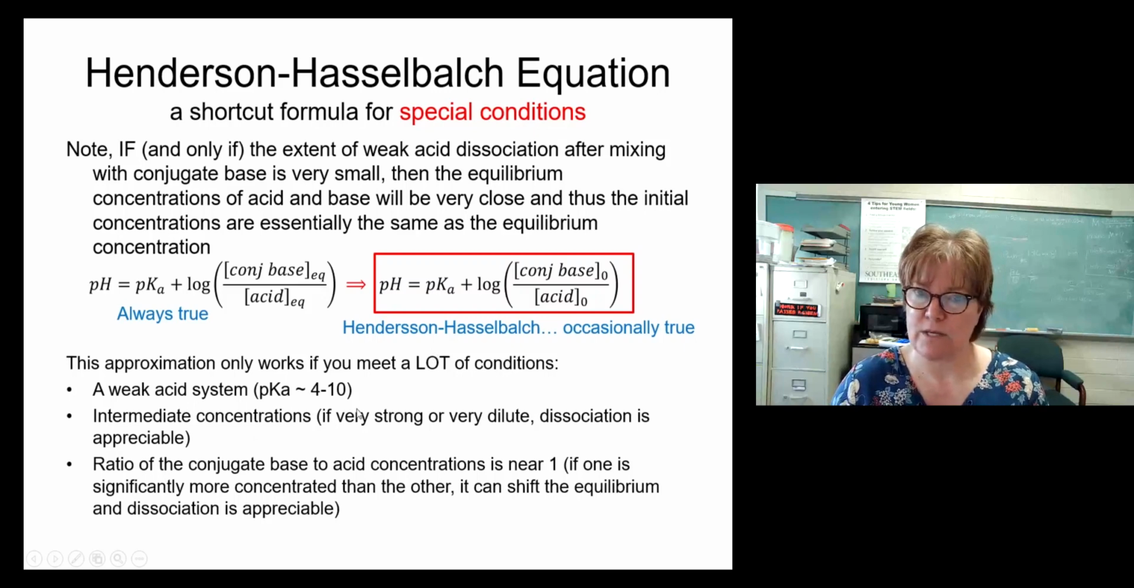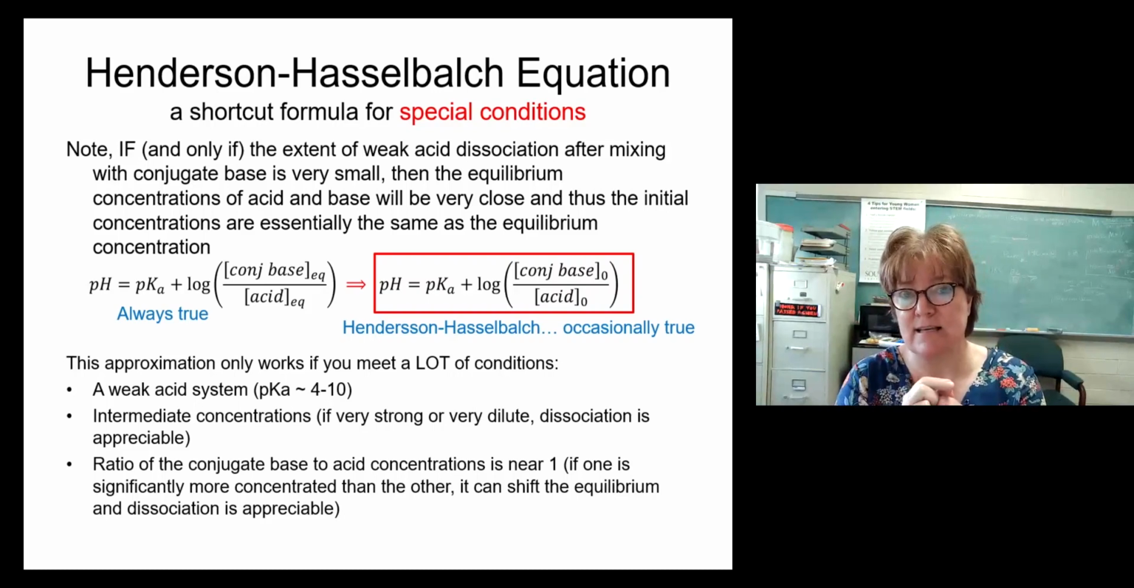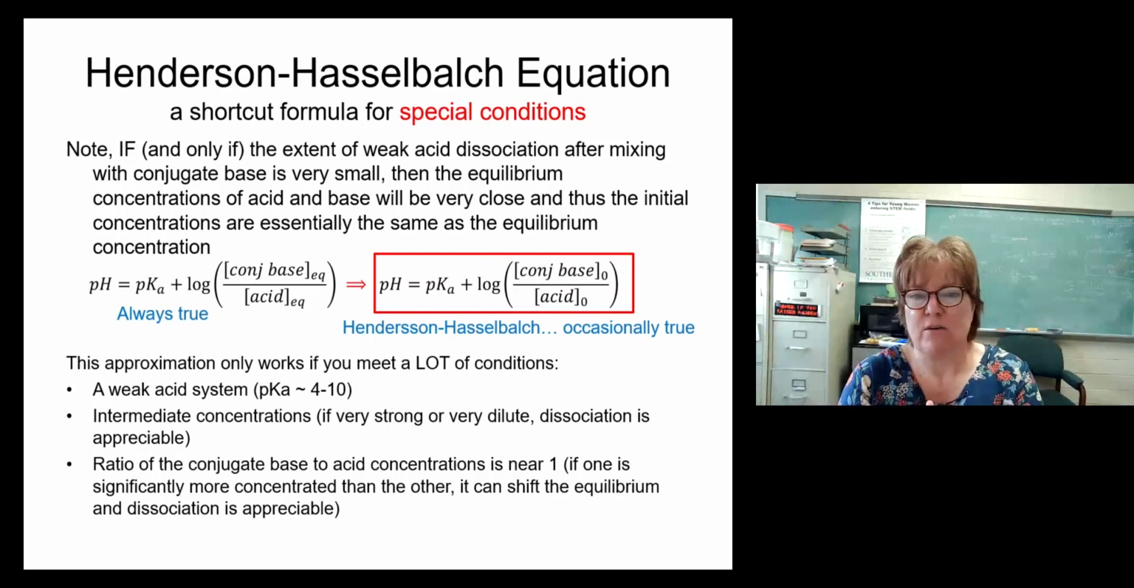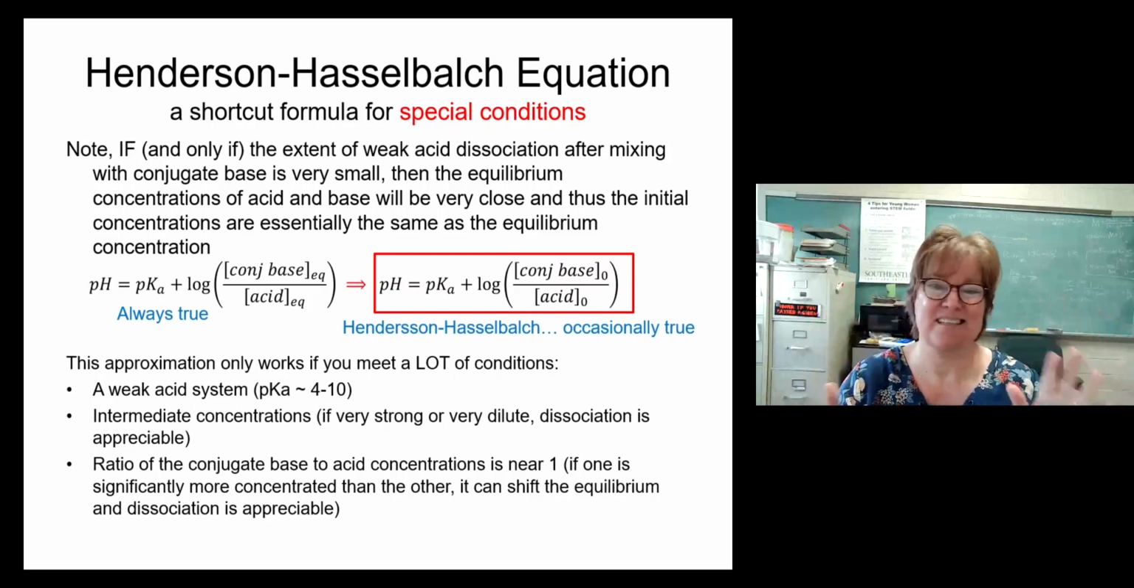One, it has to be a weak acid system. This doesn't work for strong acids. Two, that means pKa between 4 and 10. Remember, the p means negative log of, so that's the negative log of the Ka value that you would look up on a table. Three, you have to have intermediate concentrations. If it's very strong or very dilute concentrations of those weak acids and the conjugate base, it doesn't work.